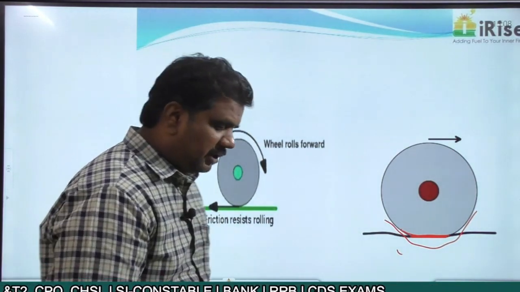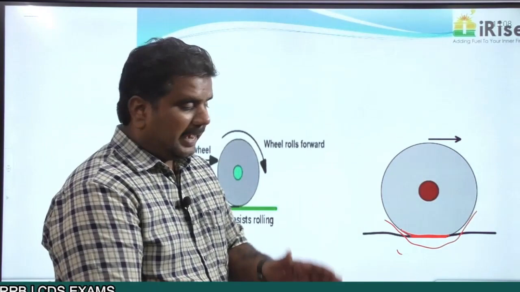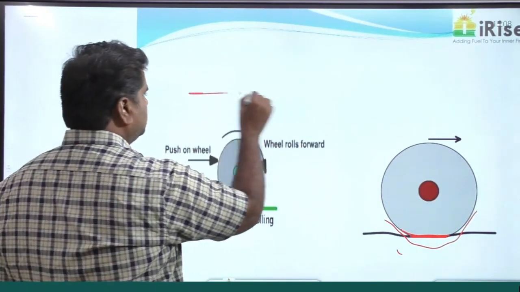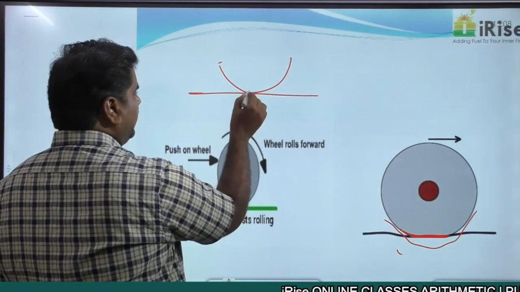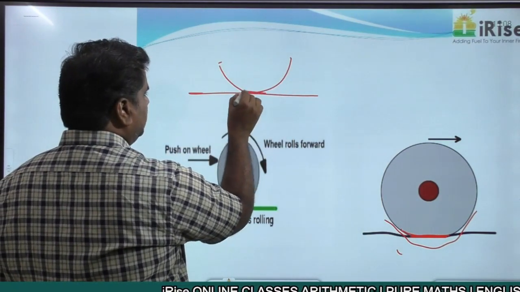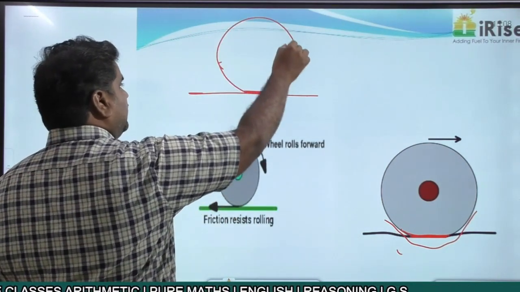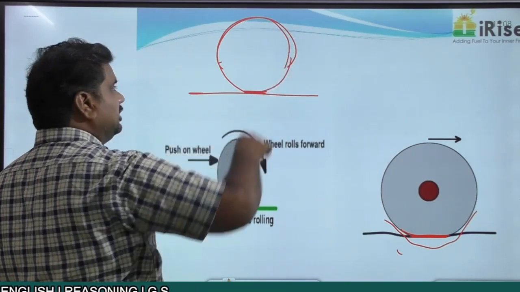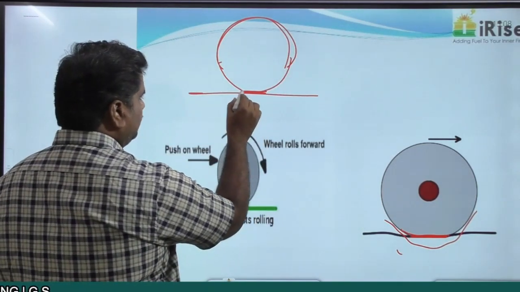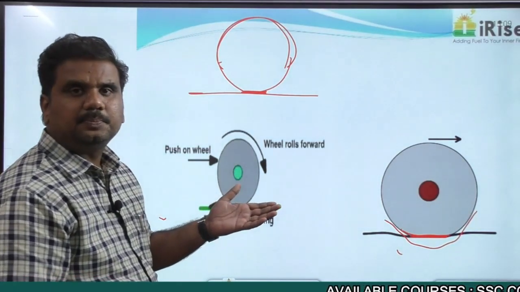For example, if you observe your car tires, the tires of a vehicle, at the point of contact, this is the ground and this is the point of contact. At the point of contact, you will find that the tire is a bit flat, whereas the remaining portion of the tire is absolutely spherical in shape. But wherever you find contact, there is a certain amount of flatness.